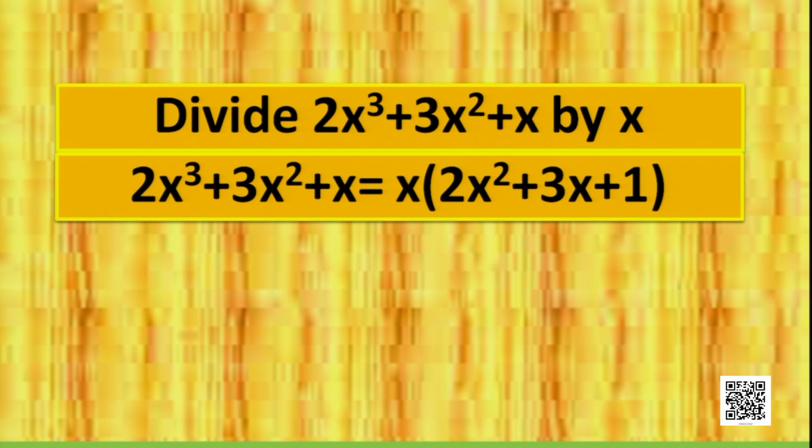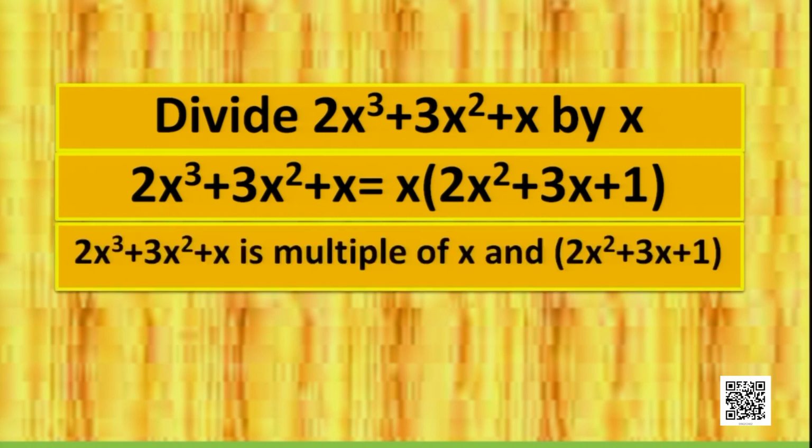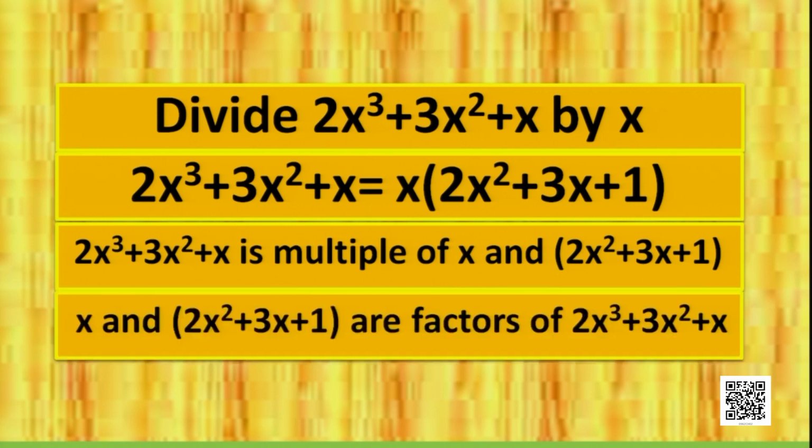In this case, x is a factor of 2x cube plus 3x square plus x, and 2x cube plus 3x square plus x is called multiple of x and 2x square plus 3x plus 1, and vice versa, x and 2x square plus 3x plus 1 are factors of 2x cube plus 3x square plus x.